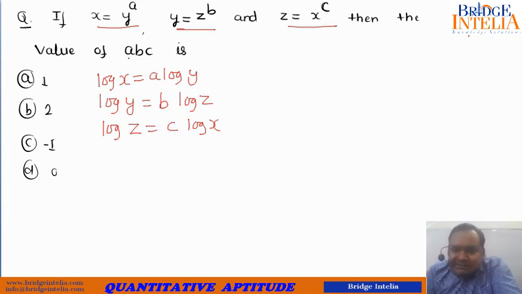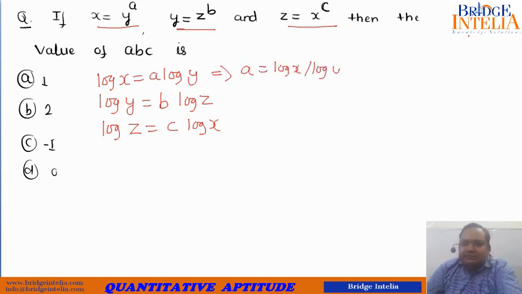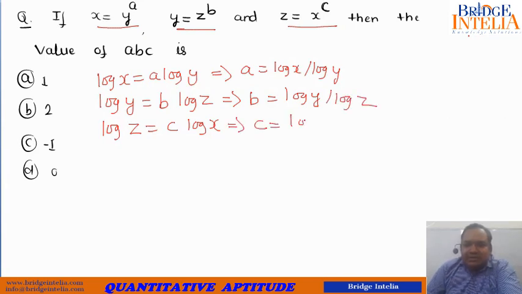Now you have to multiply a, b and c. So from here what can you say? You can say that a is equal to log x upon log y. From here you can conclude that b is equal to log y upon log z. And from this one you can conclude that c is equal to log z upon log x.